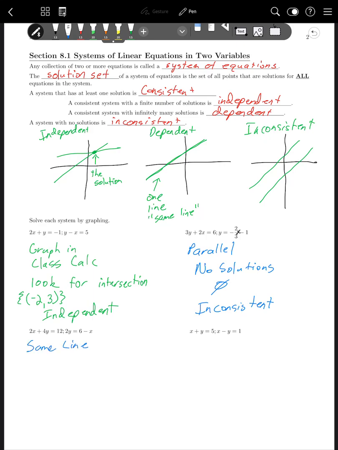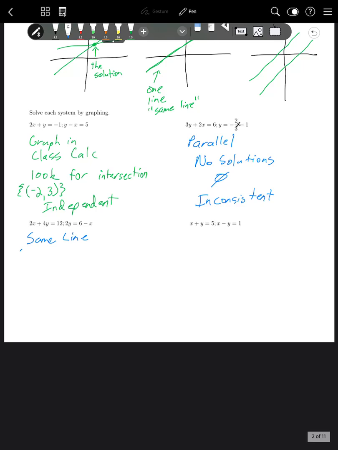And we haven't talked about how to write the solution set for that. Well, the solution set for this system, if it's one line, is the set, so brace, of all points x comma y, such that they fall on this line. So 2x plus 4y equals 12. And you could use either form of the equation, but you would need to use one of them. And this would be a dependent system because they're the same line.